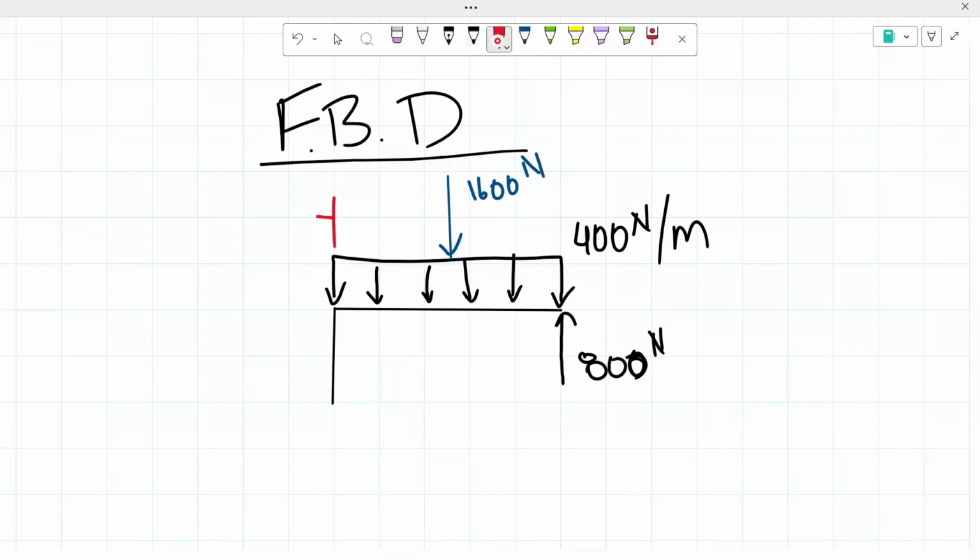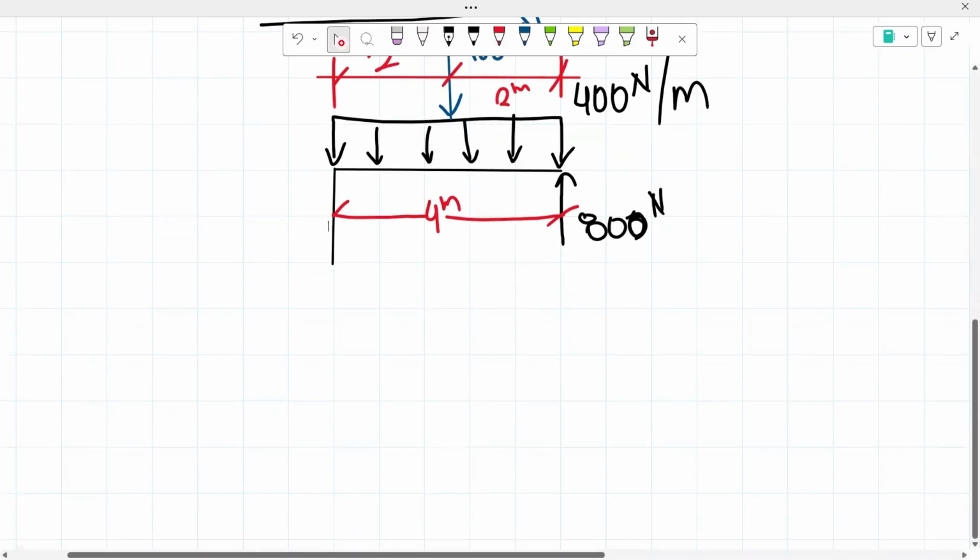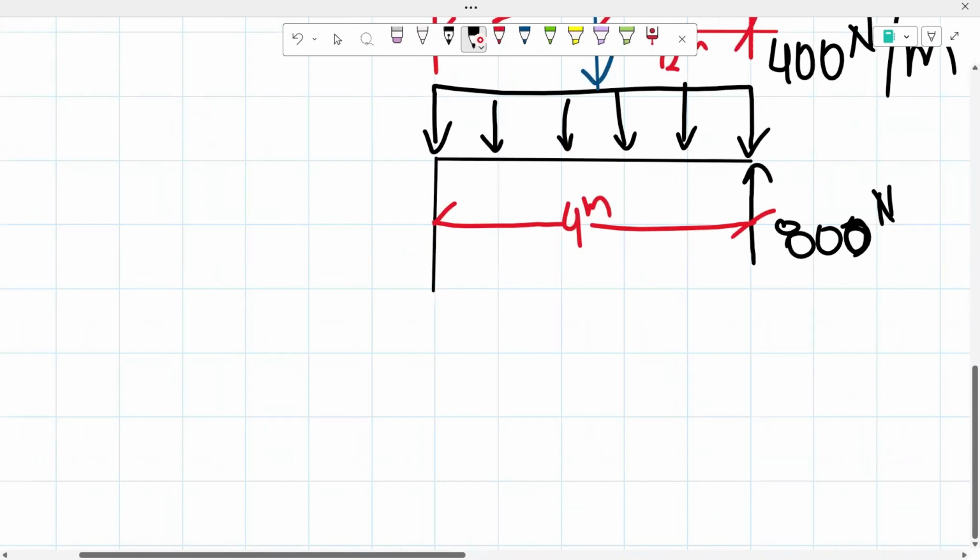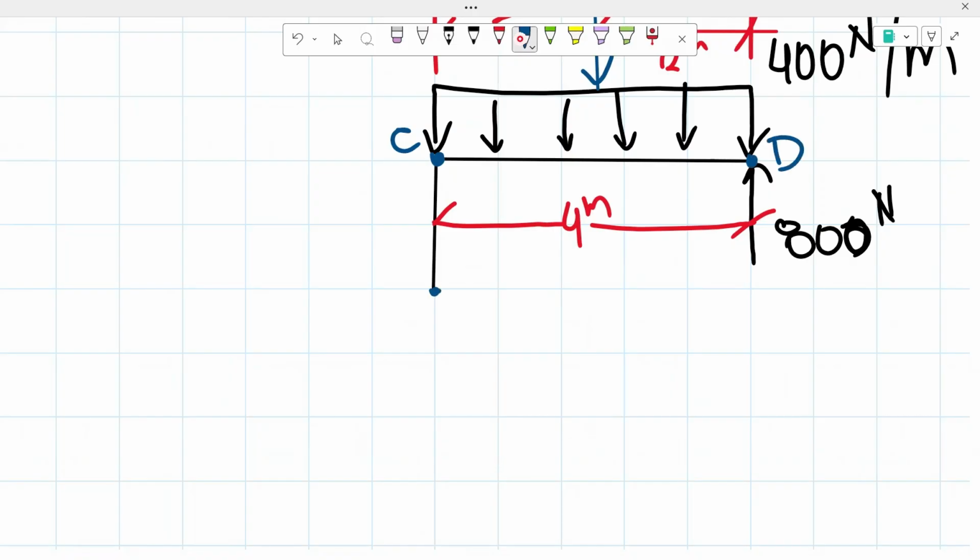I'm going to include the dimensions. We know 2 meters on this side, 2 meters on this side. There is a total of 4 meters from here to here. Then from there, on this side, we know that this is point C. We know that this is point D. We know that this is our point B, which is where it asked us to determine the normal force, shear force, and moment, which is why we did the cut right there.